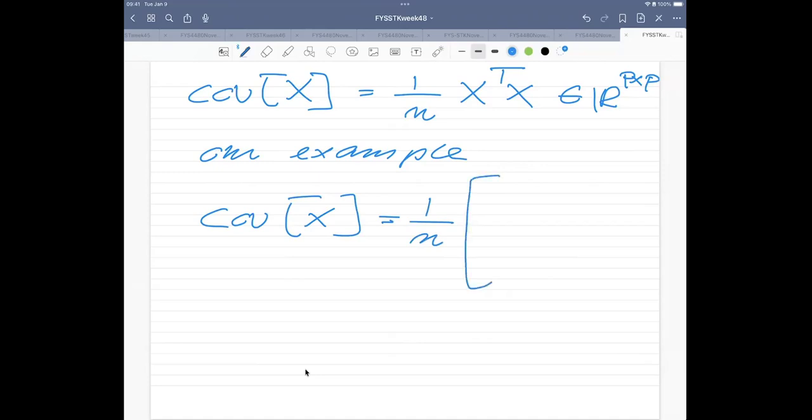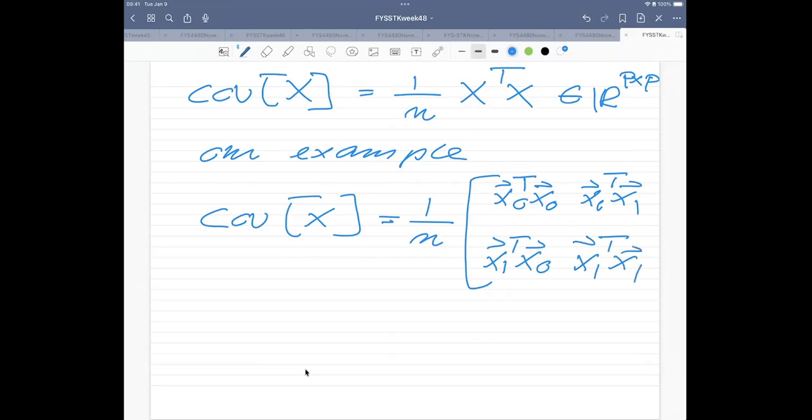And then what I have here is x0 transpose times x0, and here I have x0 transpose times x1. Here I have x1, they are actually symmetric, transpose. So it's going to be a symmetric matrix, and it's going to be a square matrix. And then I have x1 transpose times x1.